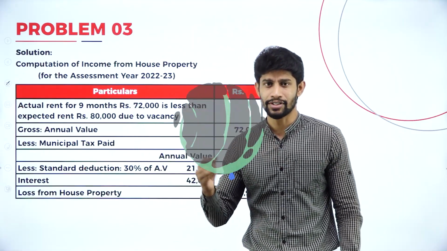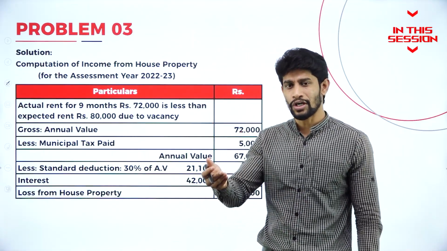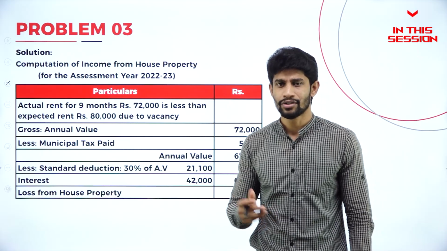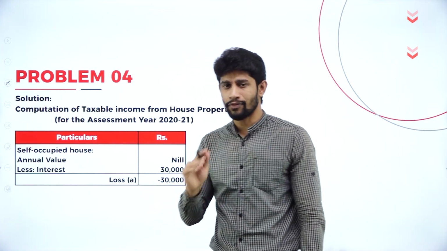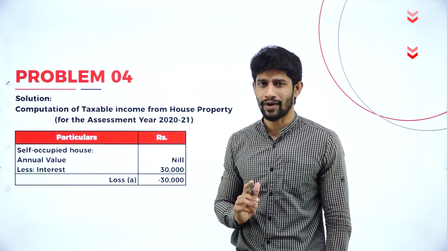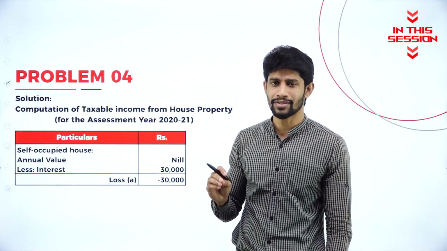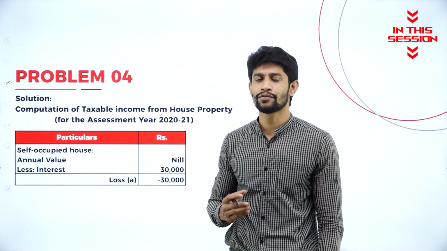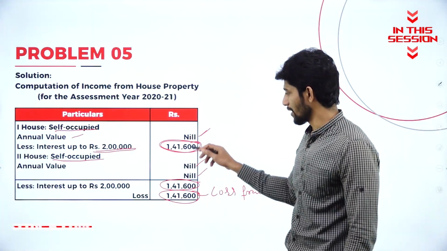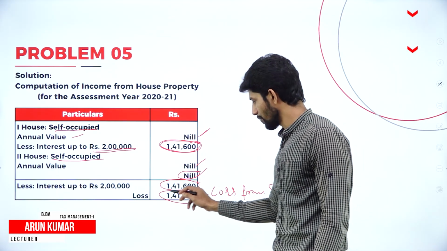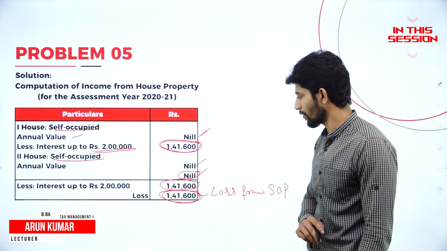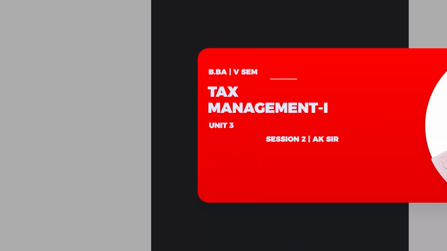If it is vacant, if there is no tenant in that particular house, so you will not be receiving the rent, right? So for that 3 months, we will not be considering. Self-occupied property, we will not be considering the gross annual value and municipal tax paid because we are not receiving rent itself to compute the gross annual value. So interest is given for house 1, for house 2 the interest is nil. So the total loss from self-occupied property is 1,41,600.